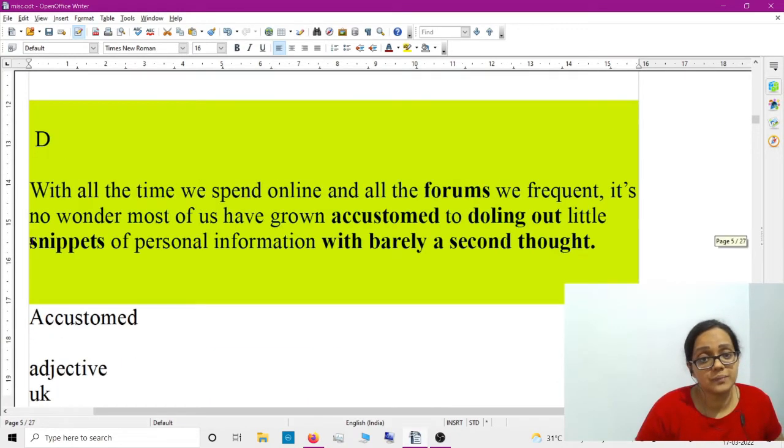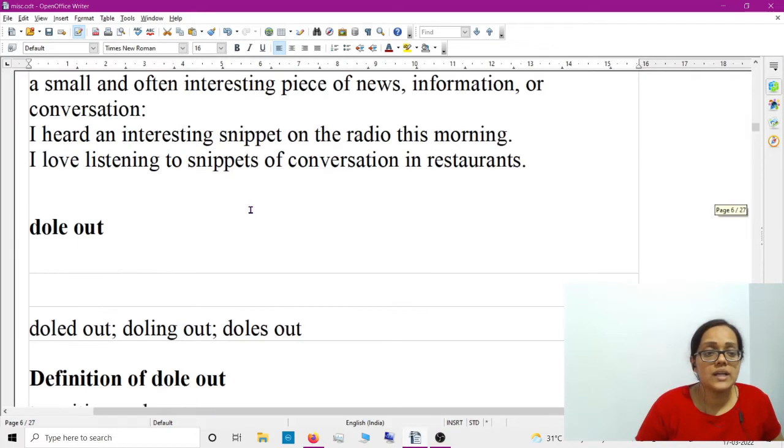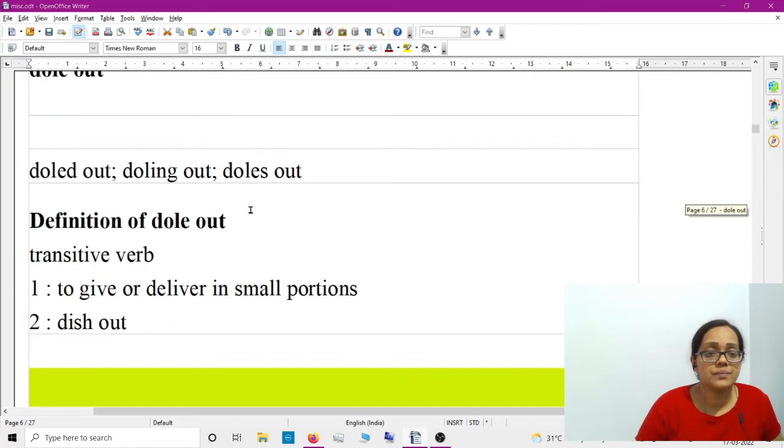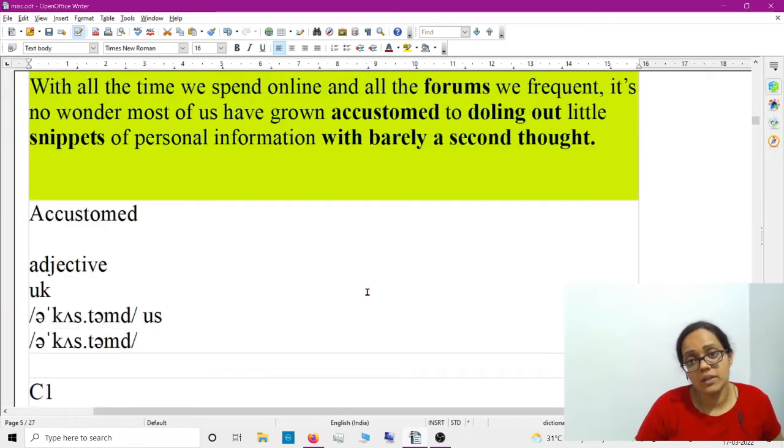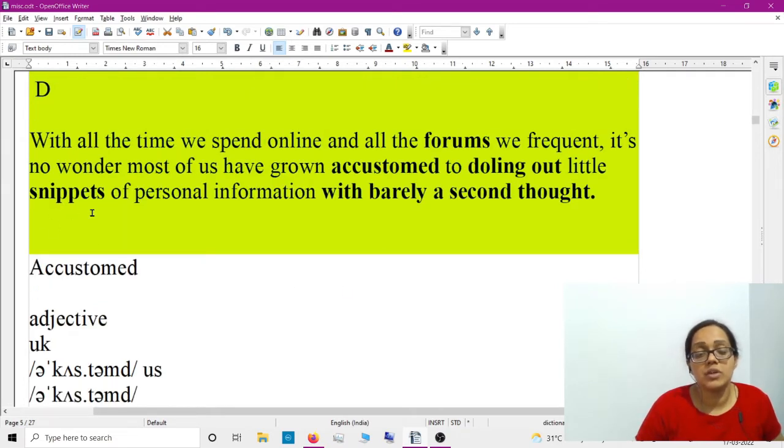So with all the time we spend online and all the forums we frequent, it's no wonder most of us have grown accustomed to doling out little statements. Doling out means give or deliver in small portions. That is known as doling out. Snippets means small information, bits of information.